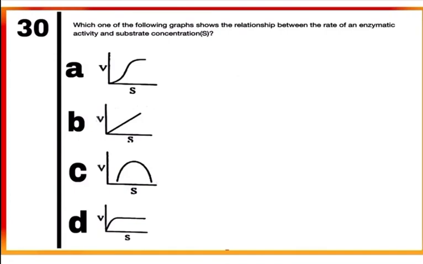Question 30. Which one of the following graphs show the relationship between the rate of enzymatic activity and substrate concentration? Graph D is showing the relationship between the rate of enzyme activity and substrate concentration. Here, with the increase in substrate concentration, the velocity of enzyme reaction rises at first, and then reaction ultimately reaches to maximum velocity, which is not exceeded by any further rise in concentration of substrate. So here mark D as a correct answer.